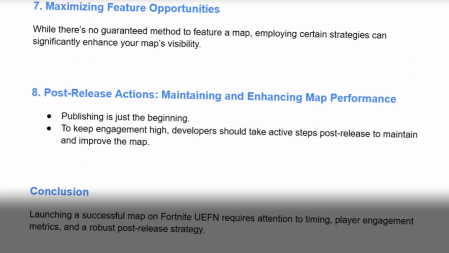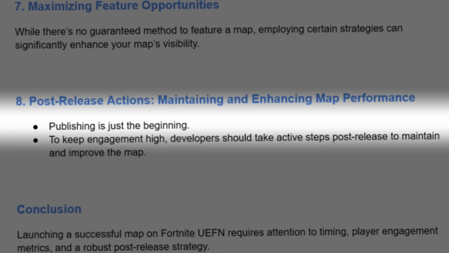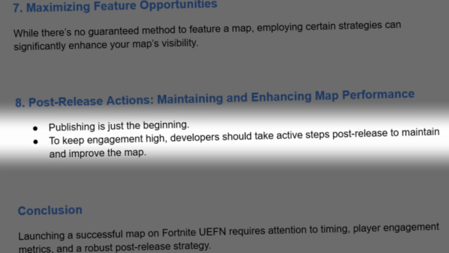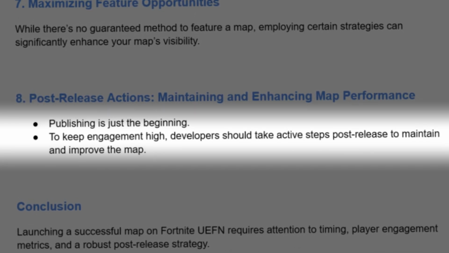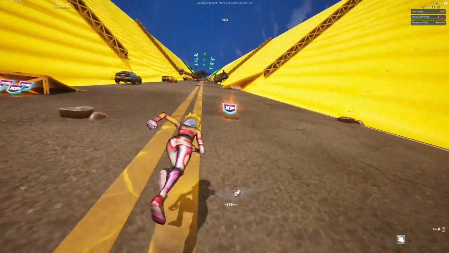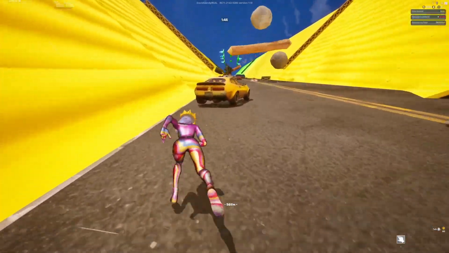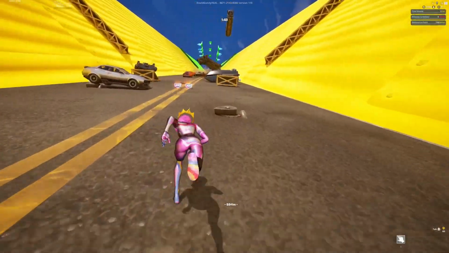And then the last thing is post-release actions, maintenance, and enhancing map performance. Publishing is just the beginning. To keep engagement high, developers should take action steps post-release to maintain and improve the map. So once you first publish your map, if you see that the engagement is low, try to add some things to the map that will increase it. Maybe like a certain weapon unlocks after 30 minutes or whatever, add quests. Just try to increase the engagement of your map.